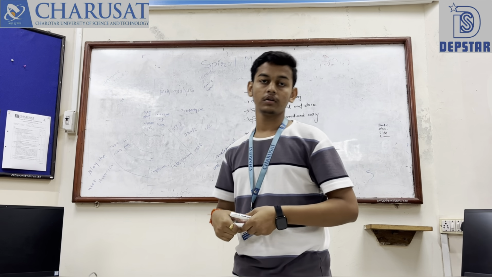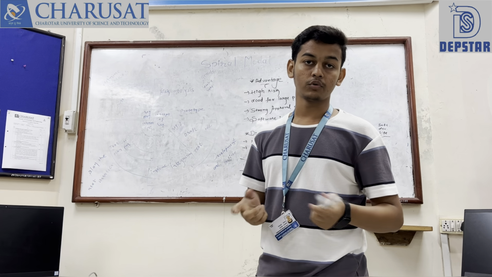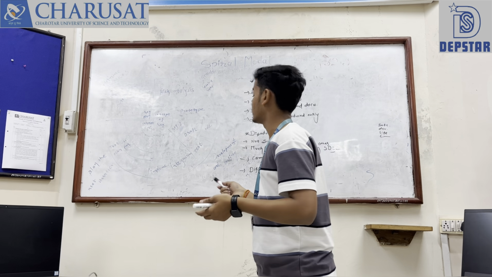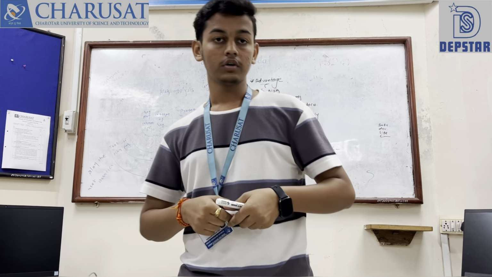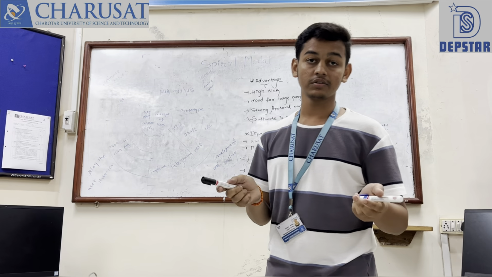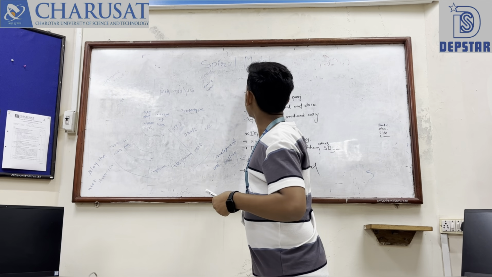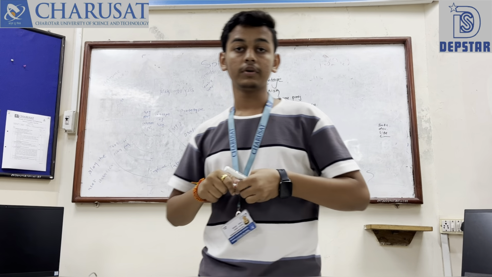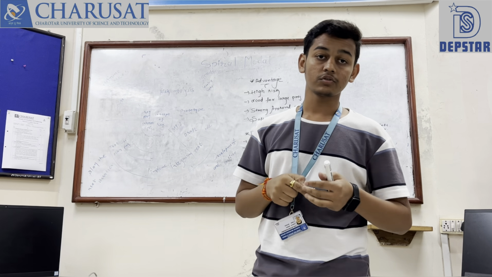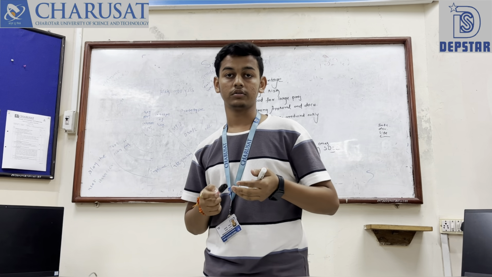My name is Syed Patel. I am going to talk about the fifth model, the spiral model. First of all, I am going to talk about the overview. The spiral model is a risk-driven software development process model. It combines elements of both the waterfall model and the iterative model.